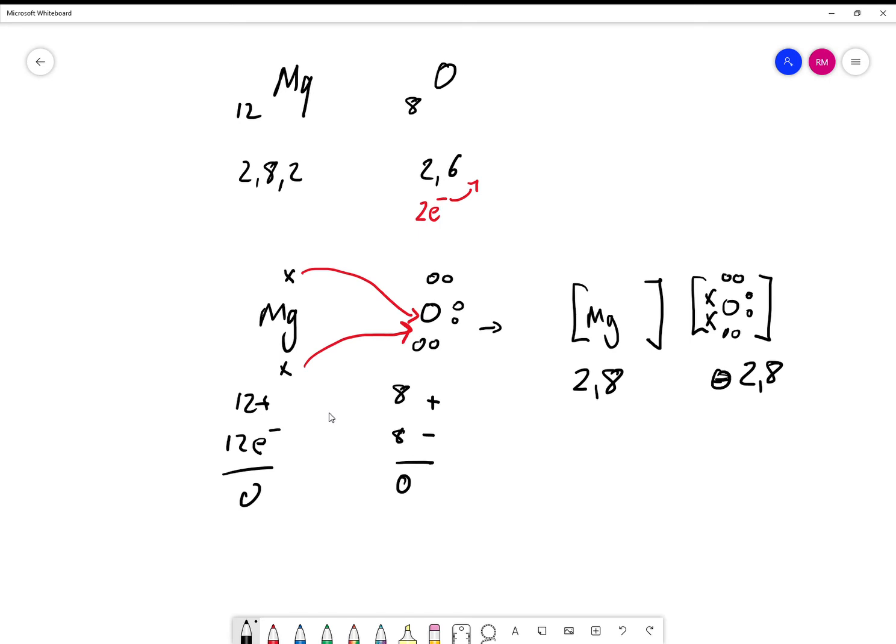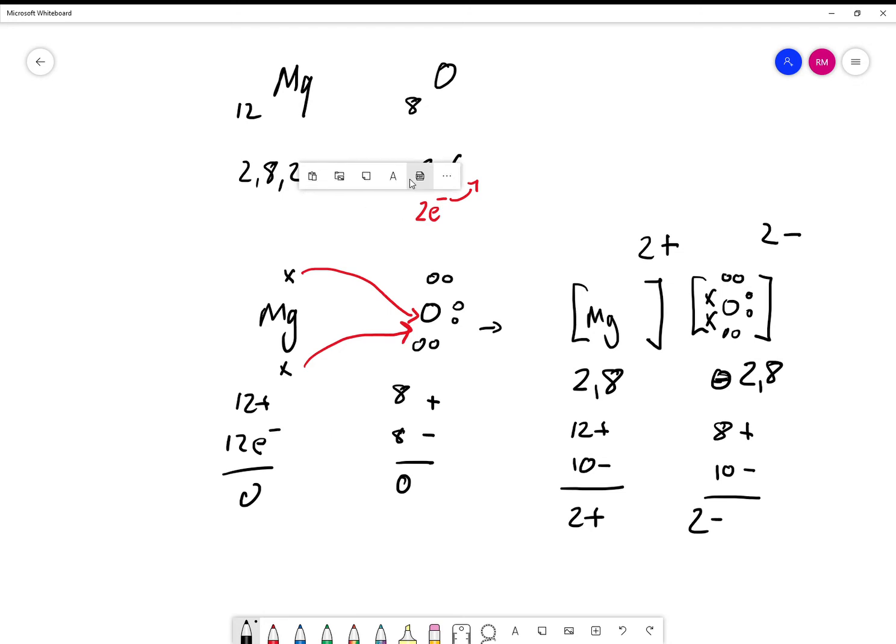My magnesium has lost 2 electrons here, so again 12 protons to begin with and 10 electrons, so it's overall 2 plus, so I put my 2 plus up there. My oxygen still has my 8 protons, but it's gained 2 electrons, so it's got 2 negative. So its total charge up there is 2 negative. And that's how you do it for magnesium oxide.